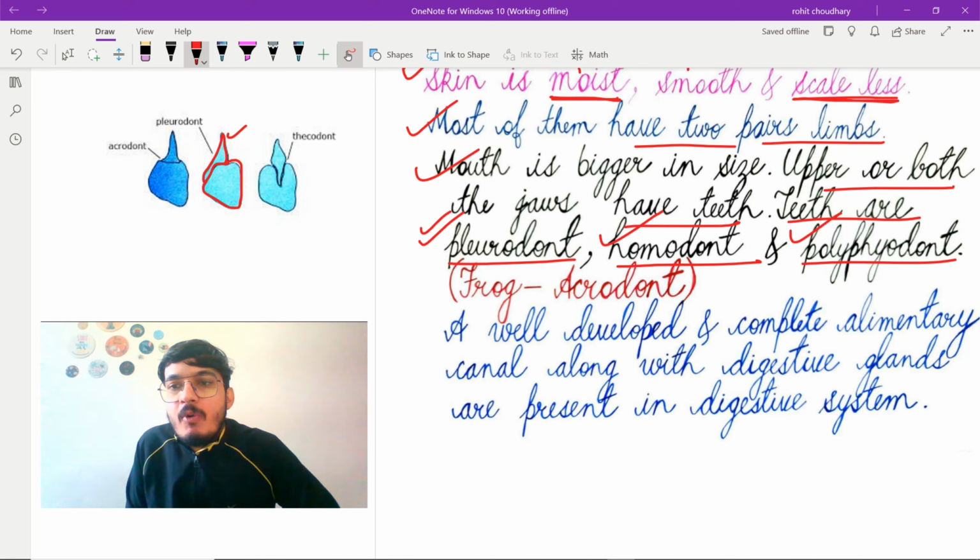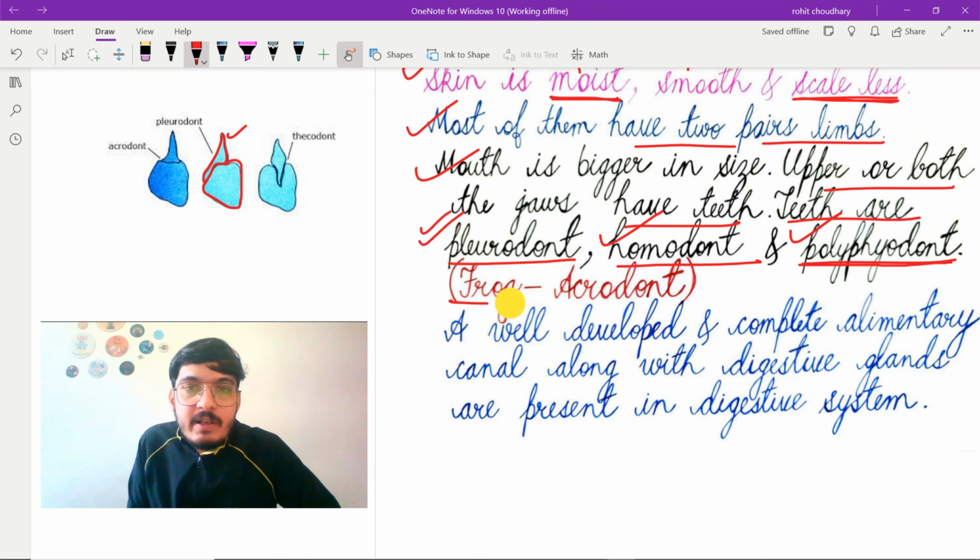Then comes polyphyodont. Polyphyodont means the teeth are continually replaced. But in us humans, we have diphyodont teeth, as we have only two types of teeth in our life, that is baby teeth and the permanent teeth.